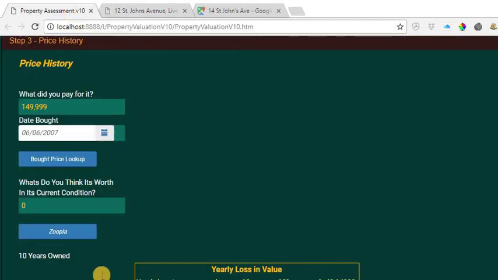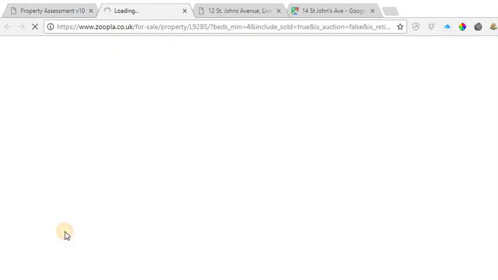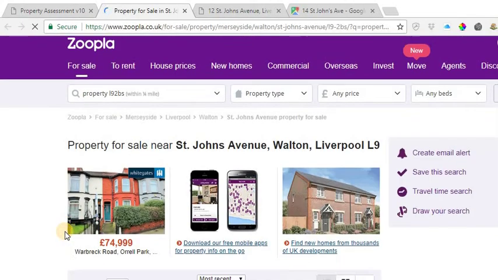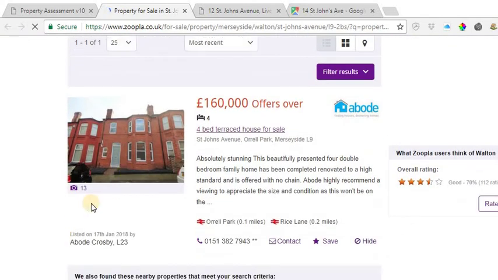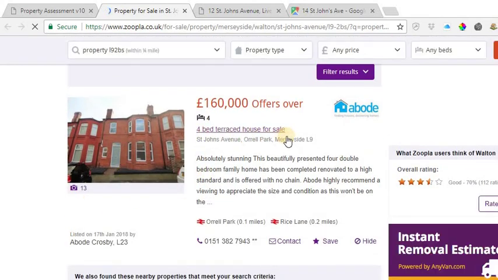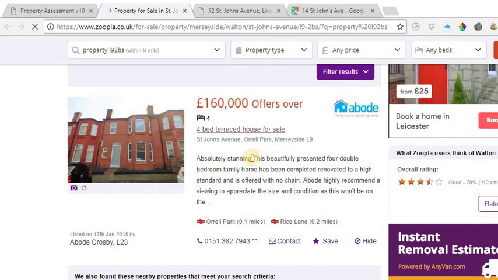Yeah, okay. Next question, what do you think it's worth in its current condition? Well, if you've got a scruffy property, give us an indication of what you think it might be worth. Now, if you don't know, that's fine. All you can do is click this button, because that's what we'll be doing. It opens up another window in Zoopla, and it tells me a 4-bed terraced house for sale for £160,000 or over with Abode Properties. Absolutely stunning, it says. So let's assume this is top value property.